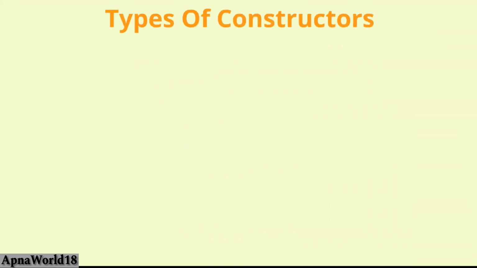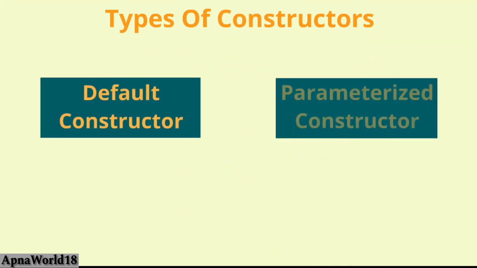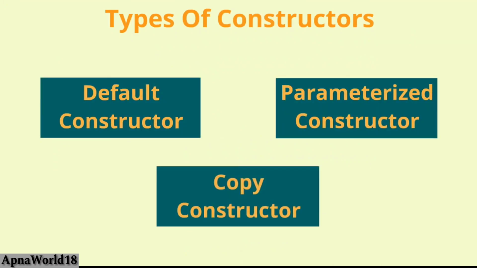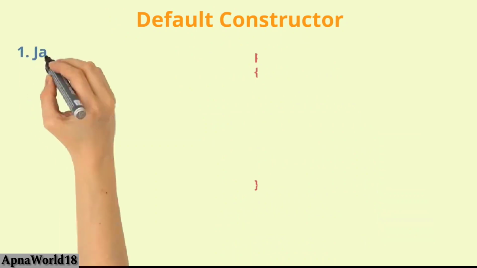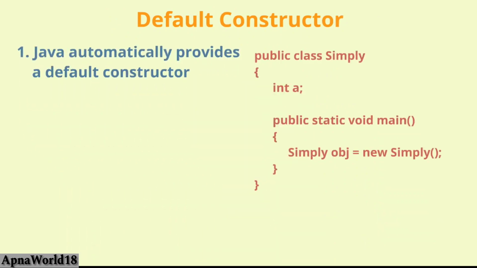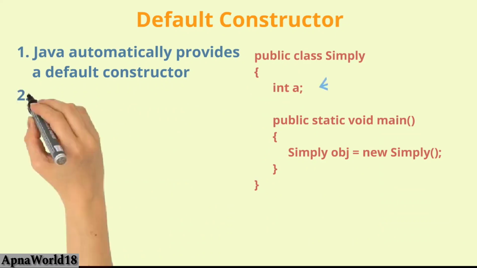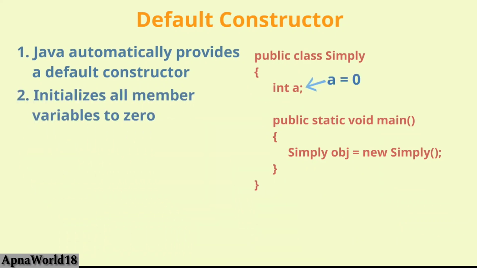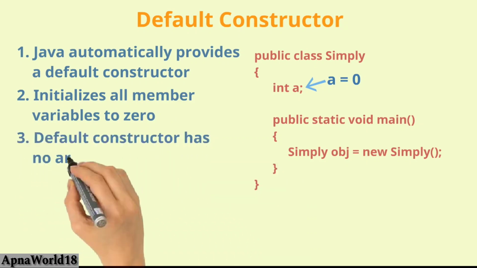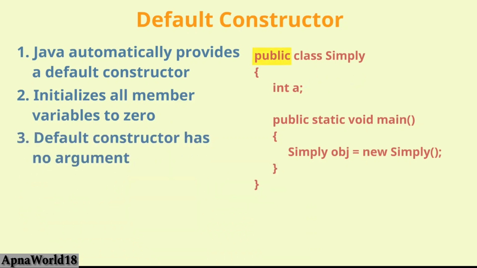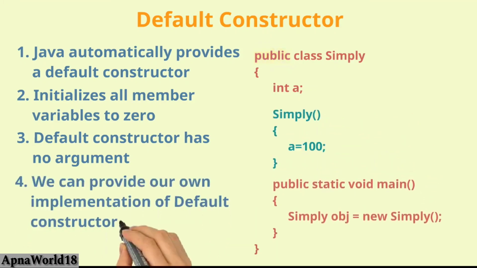There are three types of constructors: default constructors, parameterized constructors, and copy constructor. Let us learn about each of them. First is default constructor. If you do not specify a constructor, Java automatically provides a default constructor that initializes all member variables to 0. The default constructor has no arguments and it has the same access modifier as the class. You can also provide an implementation for the default constructor with no arguments and initialize the member variables.